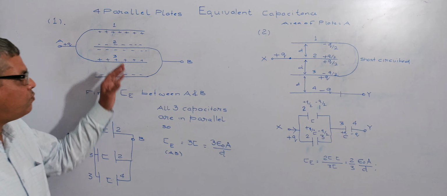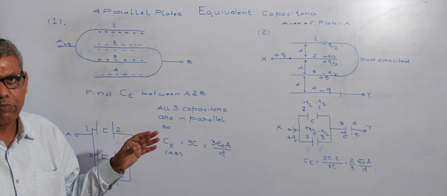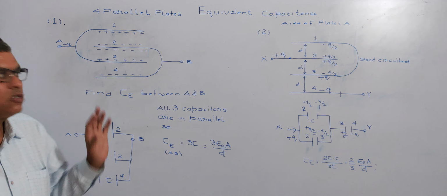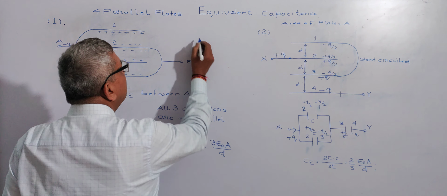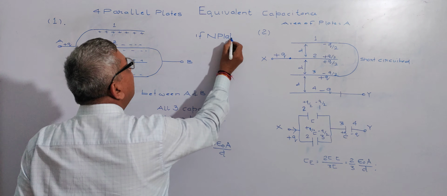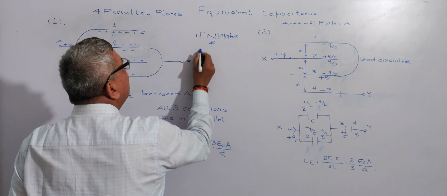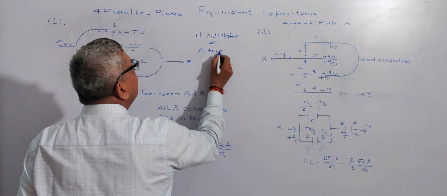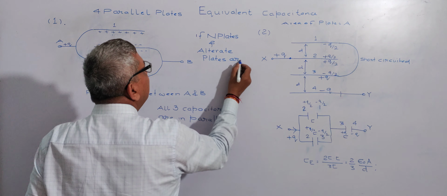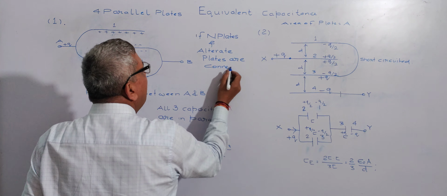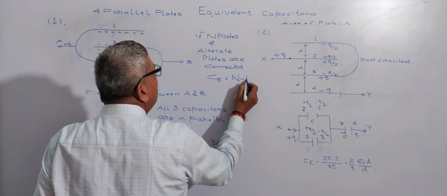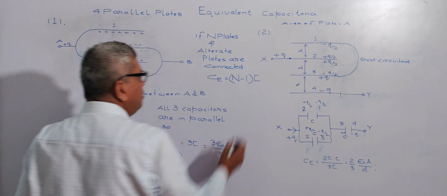Right. Now if you take 4 plates and 5 plates and 6 plates, and if you take alternate plates of the capacitor connected, suppose I take n plates, n plates are taken, and alternate plates are connected together, right? And then I have to find out what is C. Then this will be nothing but n minus 1 times the capacitance of the single one.